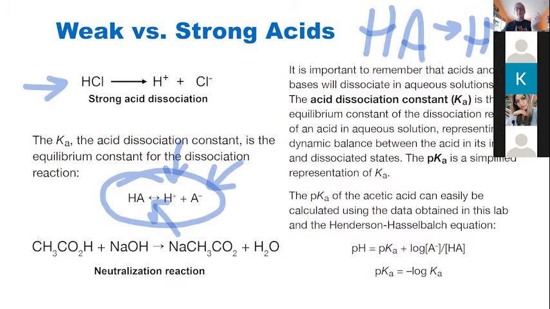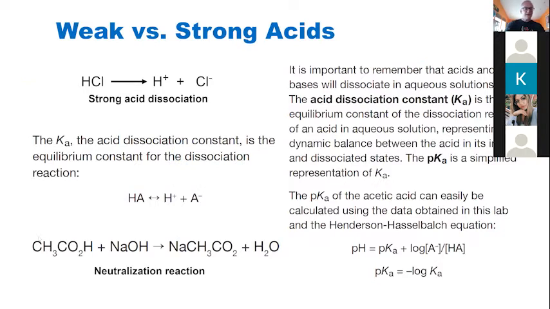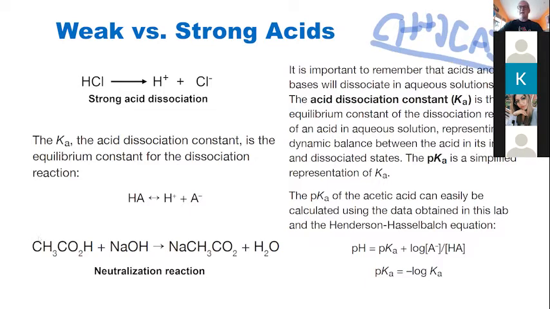So in order to figure out the concentration of H plus with a weak acid, we need to know what the pKa is, what the dissociation constant is. The dissociation constant is simply the concentration of H plus times the concentration of A minus divided by the concentration of HA. That is the Ka, the dissociation constant. Every acid has a specific dissociation constant.